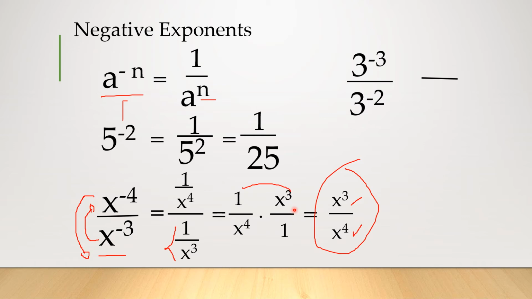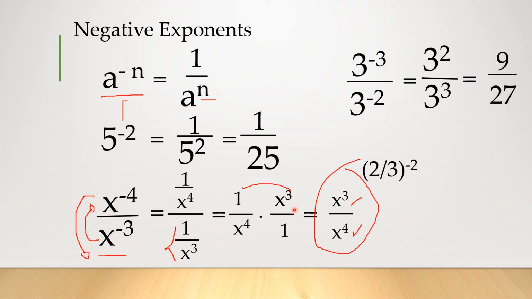So if you have an example here, 3 raised to negative 3 and 3 raised to negative 2, simply just flip this, 3 raised to 2 and 3 raised to 3. And that is equal to 9 over 27. 3 times 3 times 3. Okay, what about this one? Simply 2 raised to negative 2 and 3 raised to negative 2, which means you are just going to flip that again, and that is equal to 9 over 4.